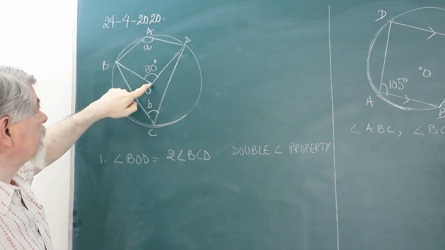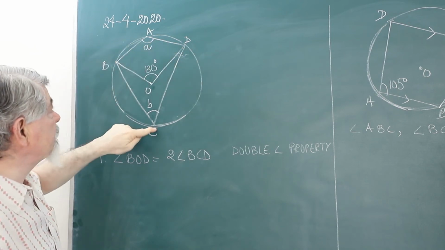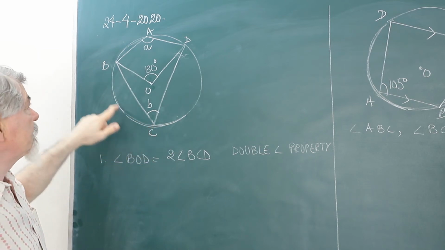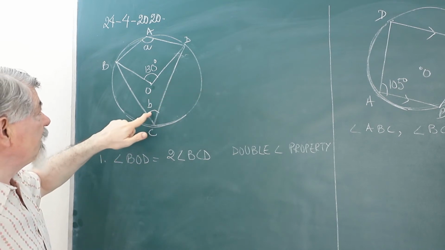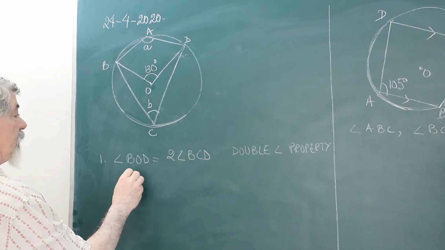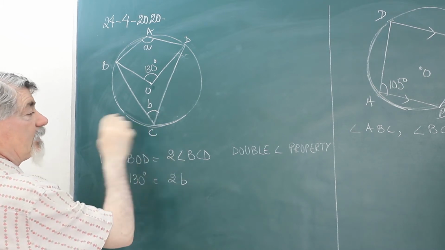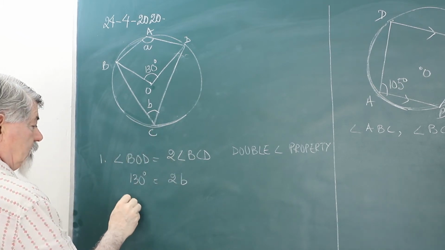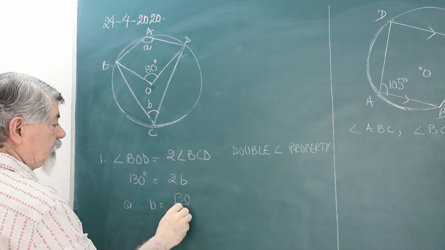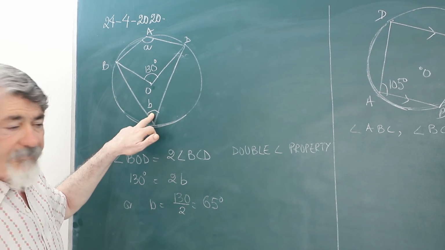Minor arc subtends angle BOD at the center, and the minor arc subtends angle BCD on the remaining part of the circumference, which is the major arc. C is on the major arc. So the relation is that angle BOD will be double of angle BCD. And angle BOD is 130 degrees, so B will be equal to 130 upon 2, that is 65 degrees. We got the value of B as 65 degrees.